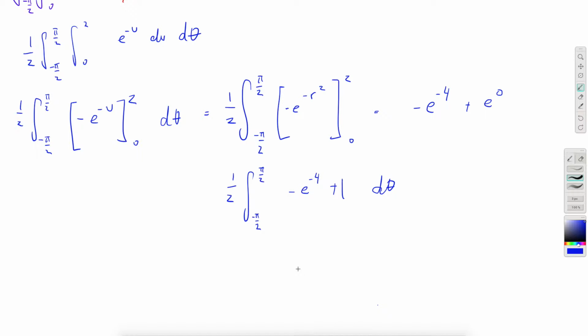And then if we're going to integrate that with regards to theta, you're just going to get a theta next to both of them. 1/2.